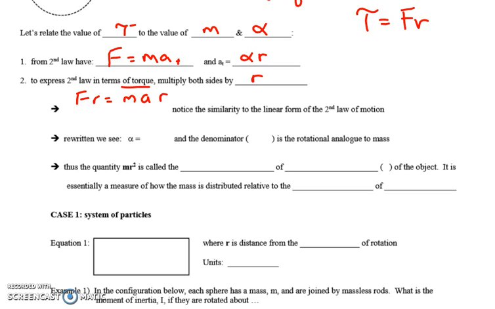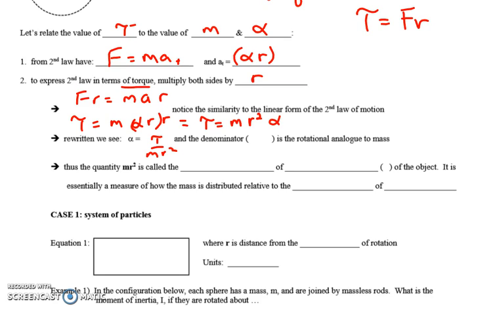Now let's do our substitutions. F times r we know is torque. m is still going to be m. a we saw is equal to alpha times r, and we still have it multiplied by r. So if we simplify that, we have tau equals m times r squared times alpha. Now let me rewrite that. We have alpha equals tau over m r squared. And that's kind of what we're after.